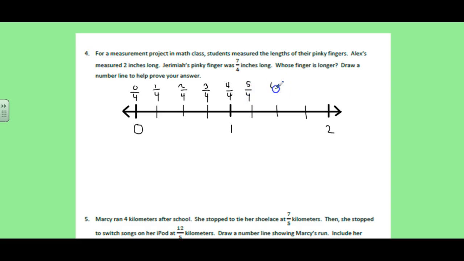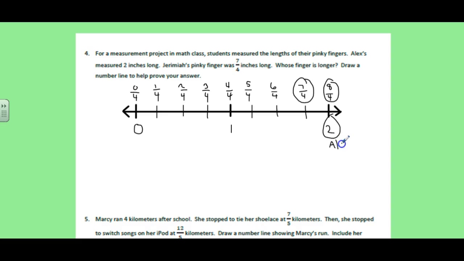So there we've got 5/4 and 6/4. And then right here is 7/4, and we know that whenever we get to 2 wholes, that's going to be equal to 8/4. So we've got 7/4 right here, and then we've got 8/4 right here, which is also equal to 2. So the question said, whose finger is longer? So Alex's was 2, so I'm going to write Alex right here.